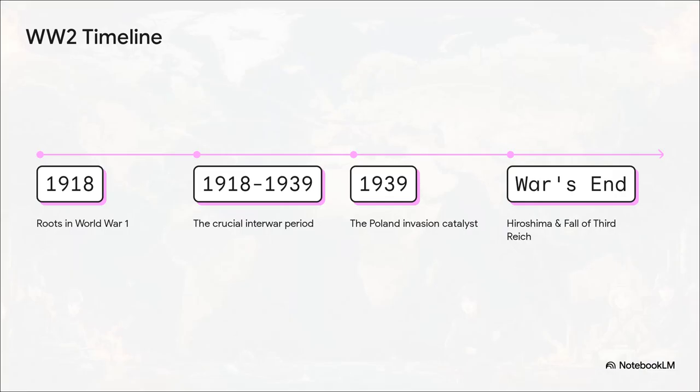Because look, this 1939 catalyst absolutely didn't happen in a vacuum. Its roots stretch way back to 1918 and the unresolved issues of World War I. Tensions basically simmered and deteriorated through that crucial interwar period, ultimately boiling over with the 1939 Poland invasion. And of course, the timeline doesn't stop there, right? The era ended with monumental, world-altering tragedies spanning from the fall of the Third Reich all the way to the bombings of Hiroshima and Nagasaki. Understanding this wider timeline proves that the 1939 spark was really just the catastrophic middle chapter of a much larger 20th century story.